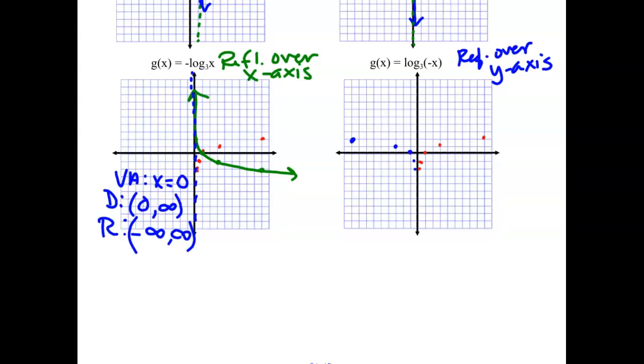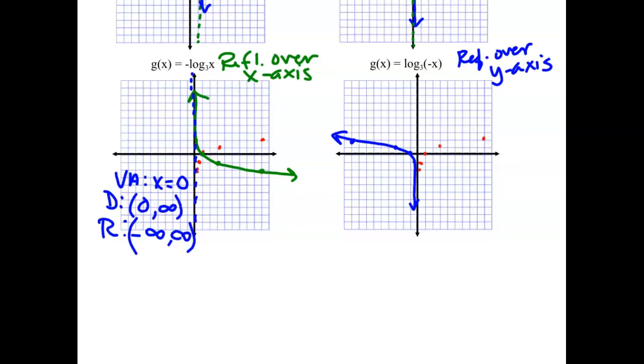So this time we're coming up along the y-axis and curving to the left. We still have that vertical asymptote at x equals 0. But what can you tell me about domain? Now 0 is the highest, right? We can't go past it. So domain would be everything from negative infinity up to almost 0. Range is still everything.